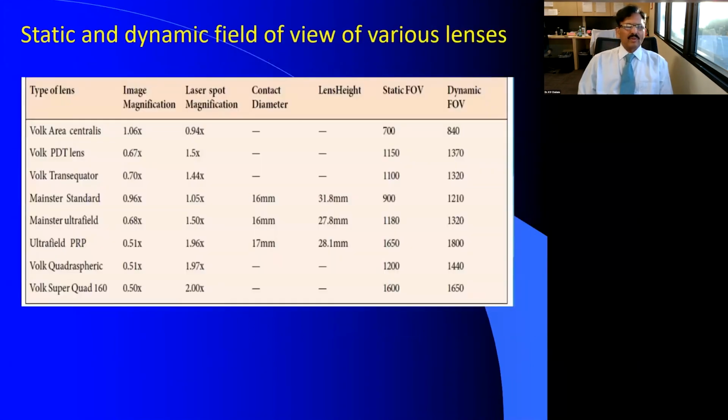Here is a comparison table of image magnification of area centralis of Volk manufactured ones, then the other manufacturers you have. And here is a table basically comparing lens heights. As I said, the larger the height, the more difficult to hold, so we have to be careful about it. Also shown is the area of visualization, both static and dynamic.